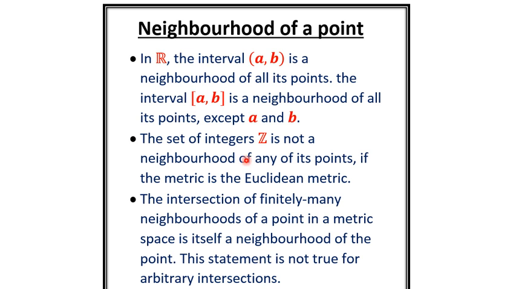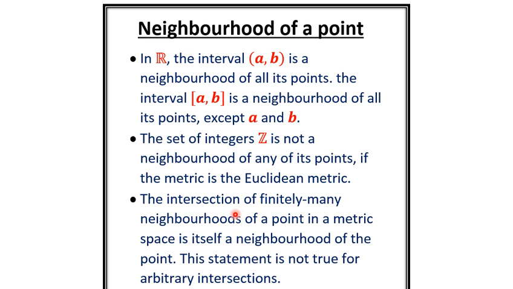Furthermore, we have the set of integers is not a neighborhood of any of its points if the metric is the Euclidean metric. Now you see I said if the metric is the Euclidean metric, because this statement will be false if the metric is a discrete metric. So remember, when you talk about neighborhood of a point in a metric space, you must always pay attention to the kind of metric you are dealing with. Because when you change the metric, certain statements might not be true anymore.